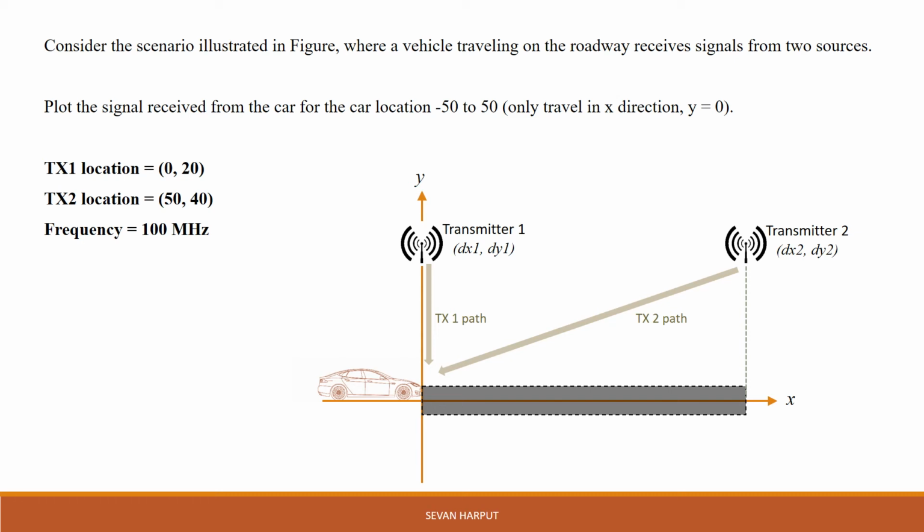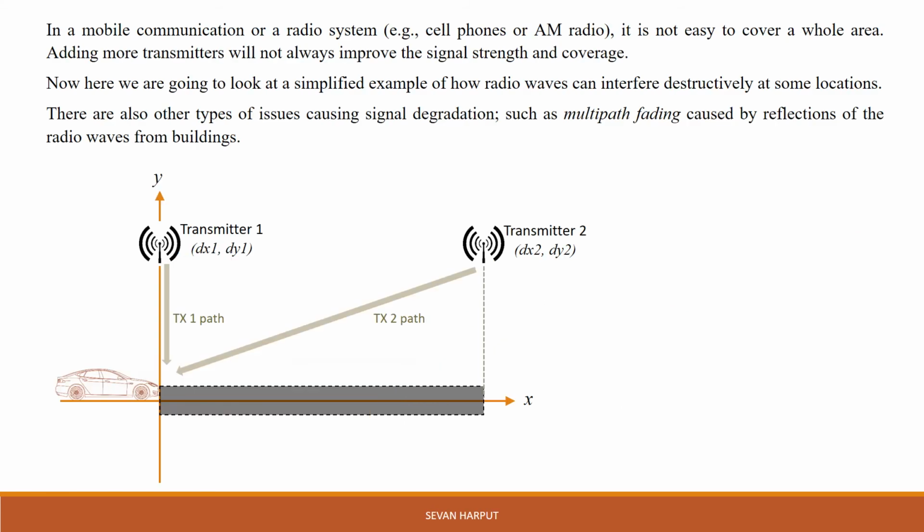The first thing we're going to do is start writing an equation. It's nothing actually complicated. What we are going to do is calculate the distances between the transmitter and the car. For example, the first one is here. It's called the TX1 path. It's the distance between transmitter 1 and the car. So how do we write this one? Let's call this distance D1.